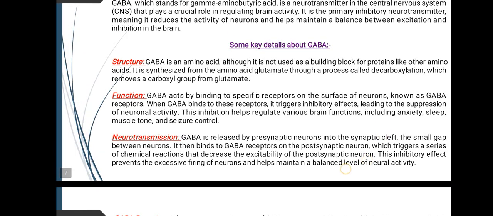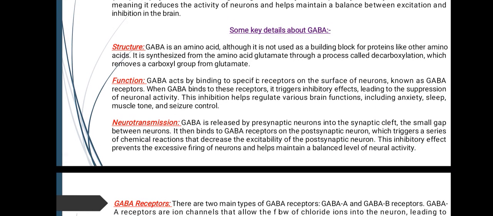Some key details about GABA structure. What is the structure of GABA? GABA is an amino acid, although it is not used as a building block for protein like other amino acids. It is synthesized from the amino acid glutamate through a process called decarboxylation, which removes a carboxyl group from glutamate. This is the structure of GABA.